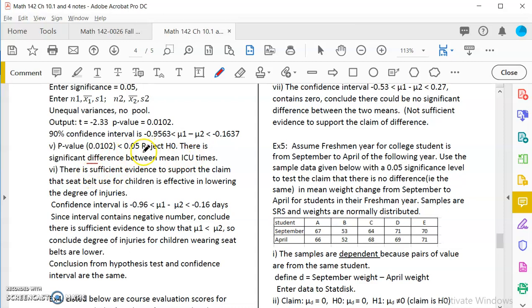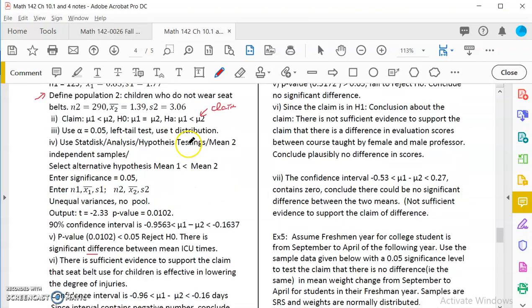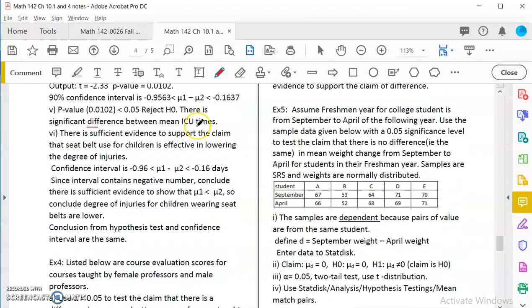So because it's a rare sample, we say there is sufficient evidence to support the claim. Why do I say I support the claim? Because the claim is in HA. If we rejected H0, HA will be supported. That seatbelt use is effective. You don't talk about mean or whatever, you just say that the claim is effective in lowering.